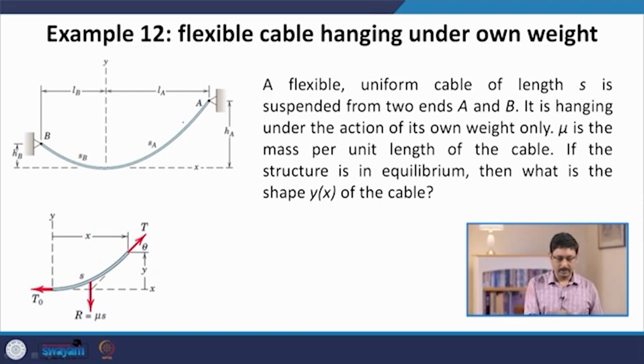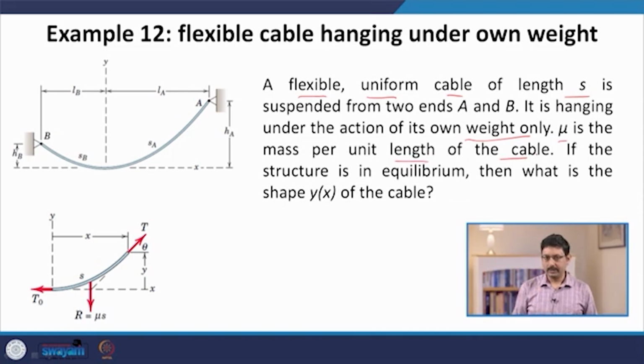Again, these are two ends A and B, and the flexible uniform cable of length S. So, this total length from here to here is S, suspended from two ends A and B, and it is hanging under the action of its own weight only. So, there are no other extra forces. Mu is the mass per unit length of the cable.